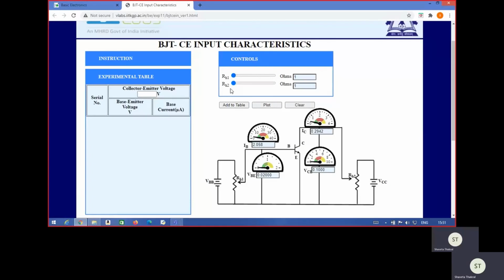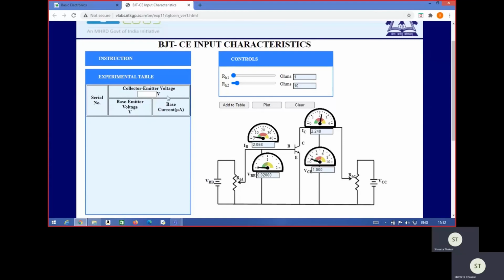Then after that we need to set the value of VCE to some constant value, and for that purpose we need to vary rheostat 2. We vary rheostat 2, observe the value of VCE here and choose one value of VCE that needs to be kept constant. So let's change the value of rheostat 2 and we see that the value of VCE is changing. Let it be 1 volt. So we have put VCE at 1 volt and that is taken as the constant value.